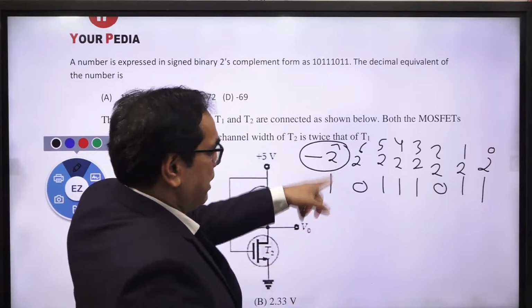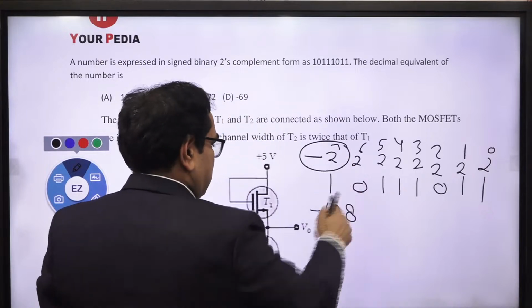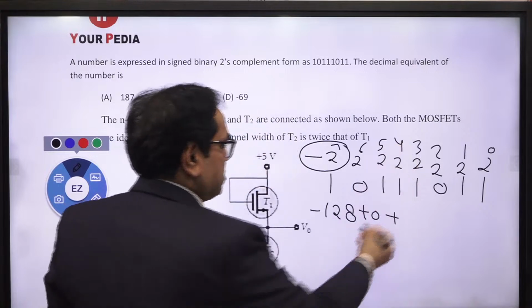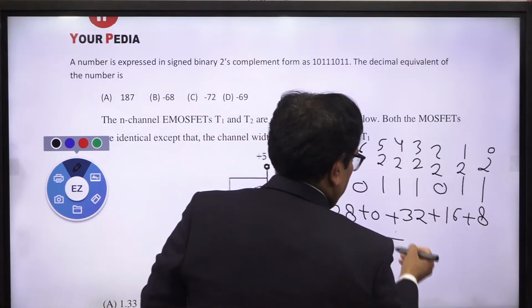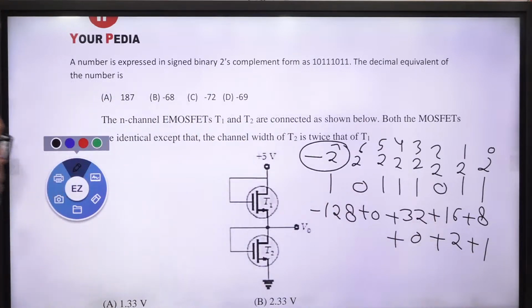So 1 into this weight, so minus 128. Okay, 1 into this minus 128 plus 0 plus 1 into 2 raised to the power 5 is 32 plus 16 plus 8 plus 0 plus 2 plus 1. So this resultant will be the decimal equivalent. Okay, so you can simplify this. Now you can move to the next problem.